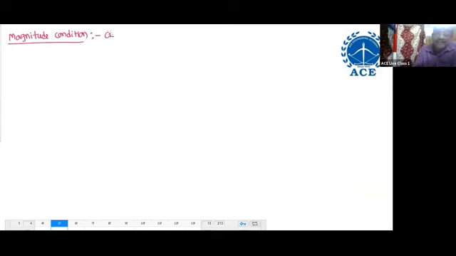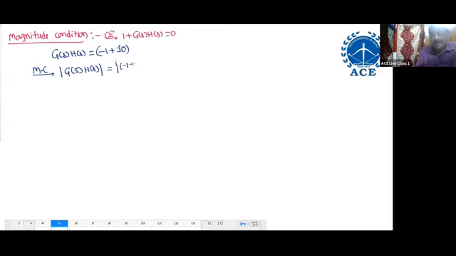By default, if you consider negative feedback, 1 plus G of s H of s equals 0. So G of s H of s equals minus 1 plus j0. The magnitude condition is the magnitude of G of s H of s equals the magnitude of minus 1 plus j0. The magnitude of minus 1 plus j0 is 1. That means the magnitude condition is nothing but 1.